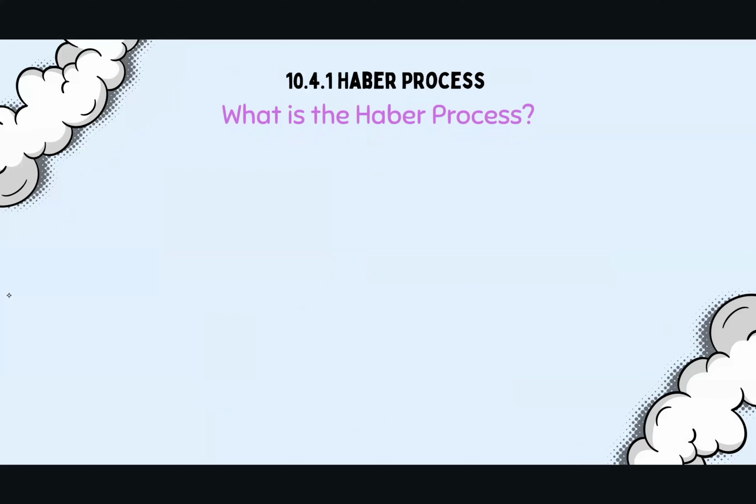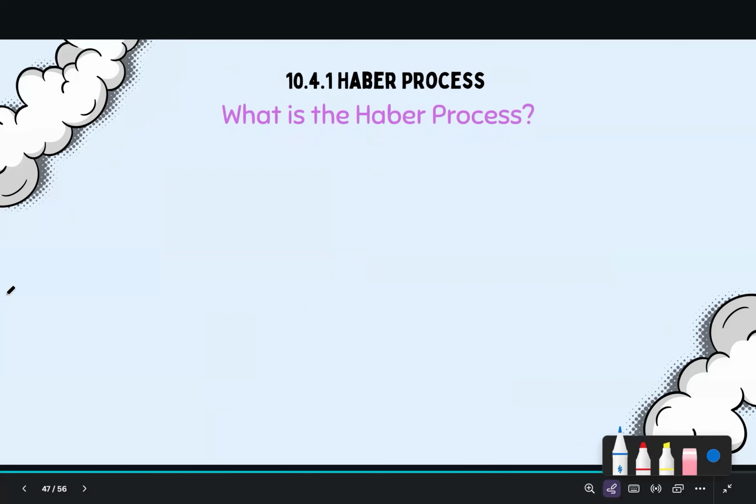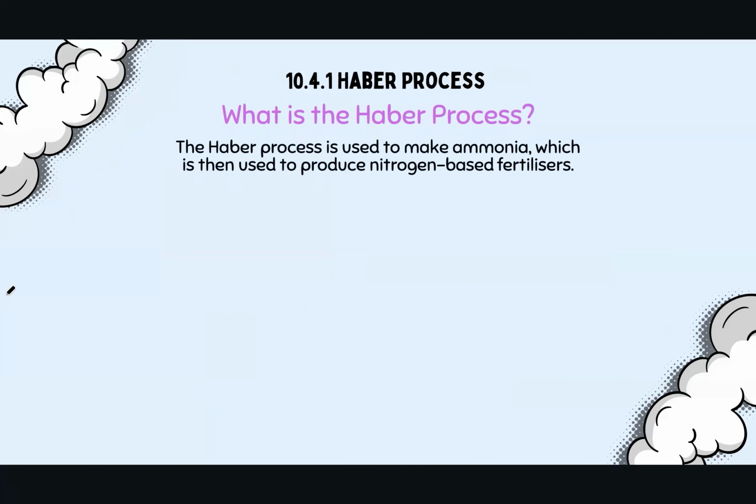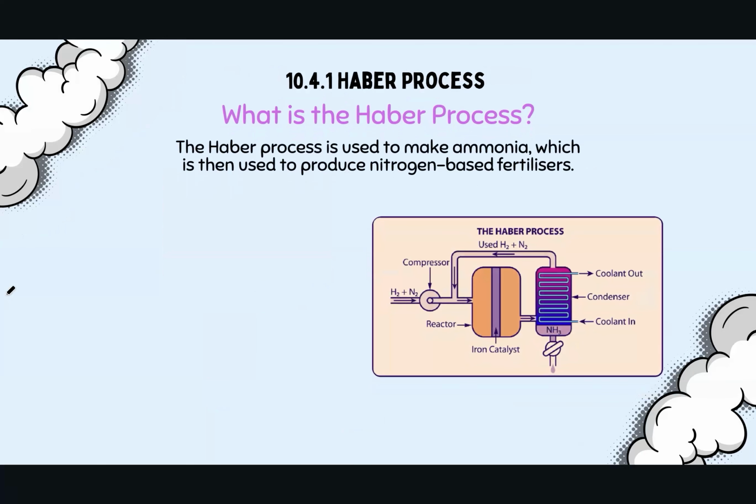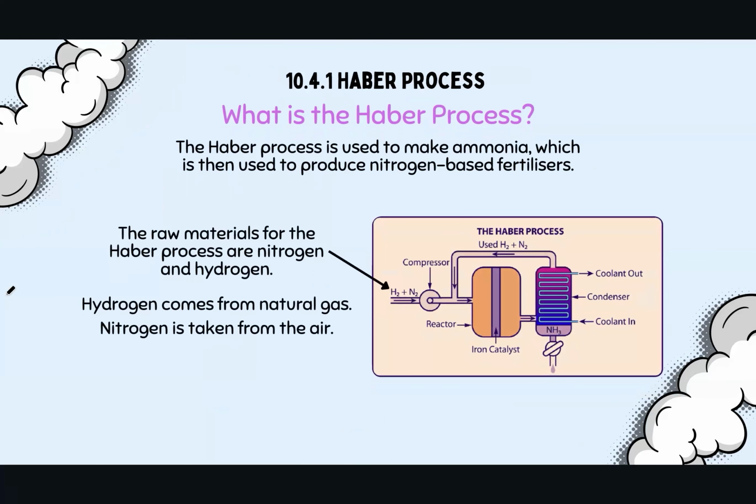Okay, the Haber process. The Haber process is used to make ammonia, which is then used to produce nitrogen-based fertilizers. So there's your process. The raw materials for the Haber process, now it's important to know where the raw materials come from. They are nitrogen and hydrogen. And the hydrogen comes from natural gas, and the nitrogen is taken from the air.